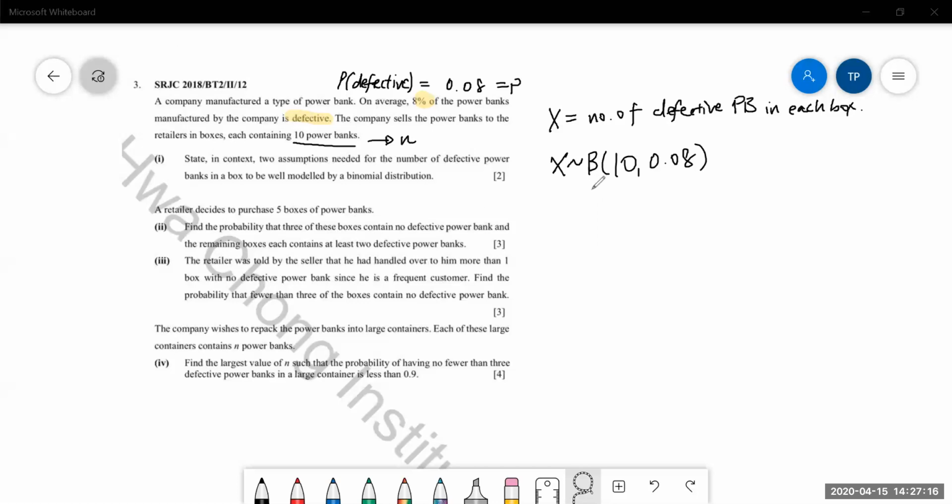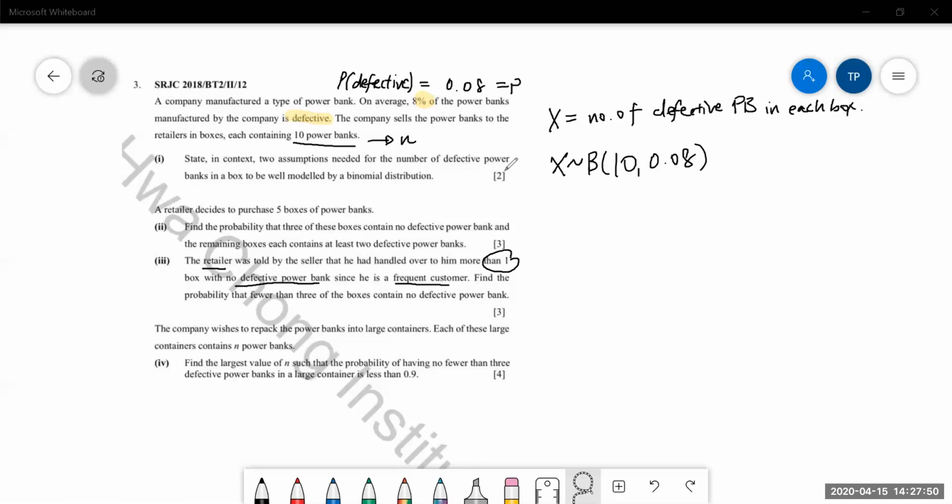Okay. A retailer was told by the seller that he had handed over to him more than one box with no defective power bank, since he's a frequent customer. Find the probability that fewer than 3 boxes contain no defective power bank. Okay, this is a conditional probability question. Why? Because they give him a condition in the first place.